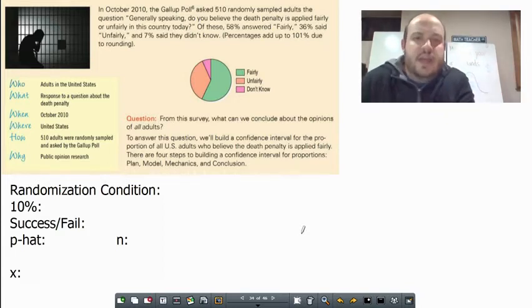Now, here's the deal. We're working with confidence intervals right now, so that's what we're going to use to answer this question, all right? With that said, using a confidence interval, what are we actually going to be using it on here?